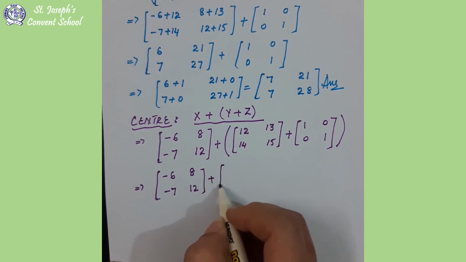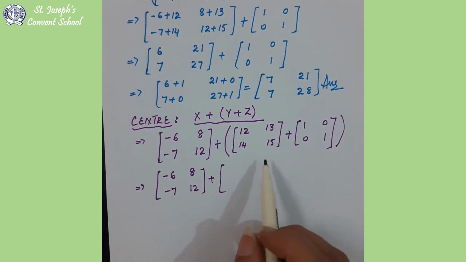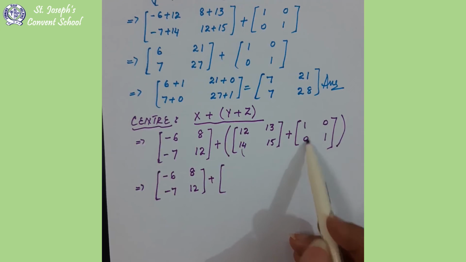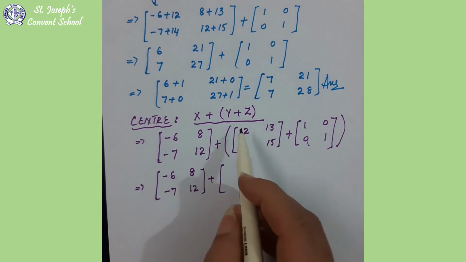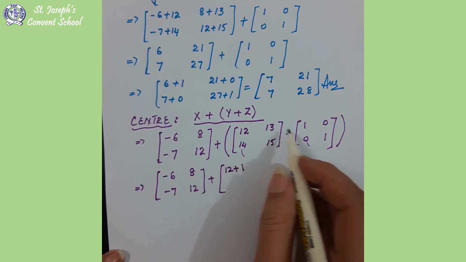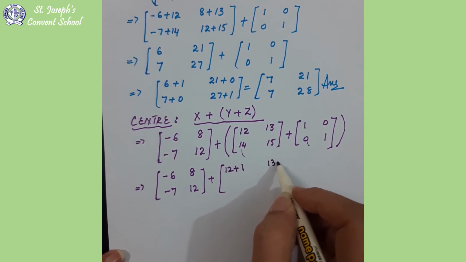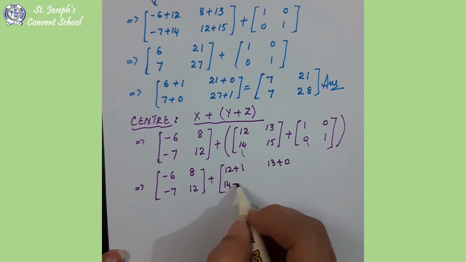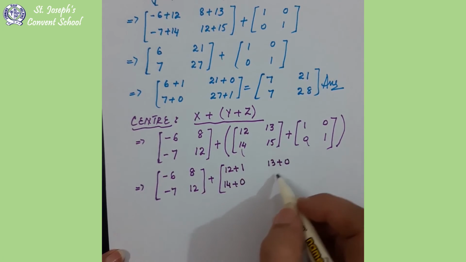Plus, we'll add these two. Order is same of both, 2 rows and 2 columns. So add them. First element plus first, so 12 plus 1. Second element plus second, 13 plus 0. Third element plus third, 14 plus 0. And fourth element plus fourth, 15 plus 1.